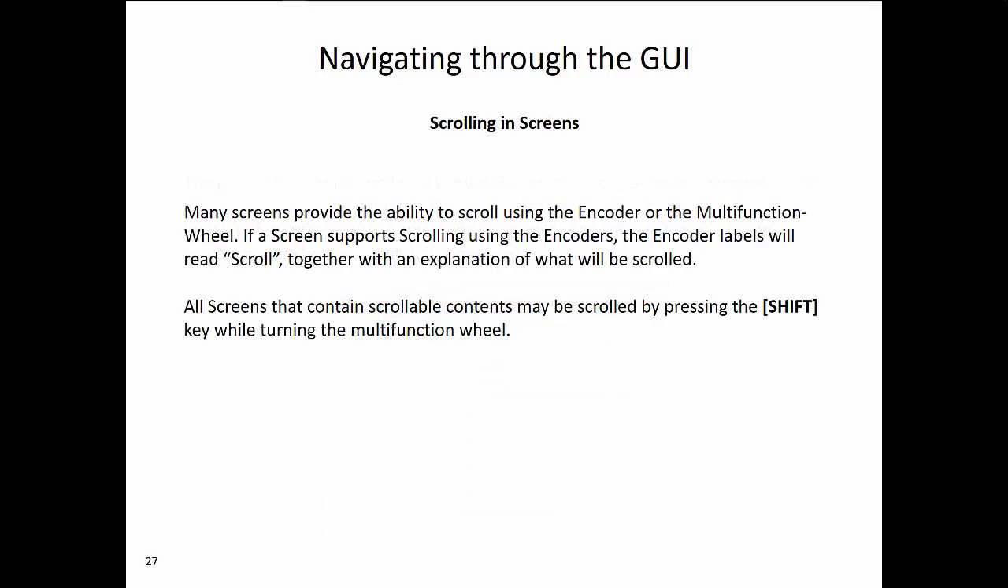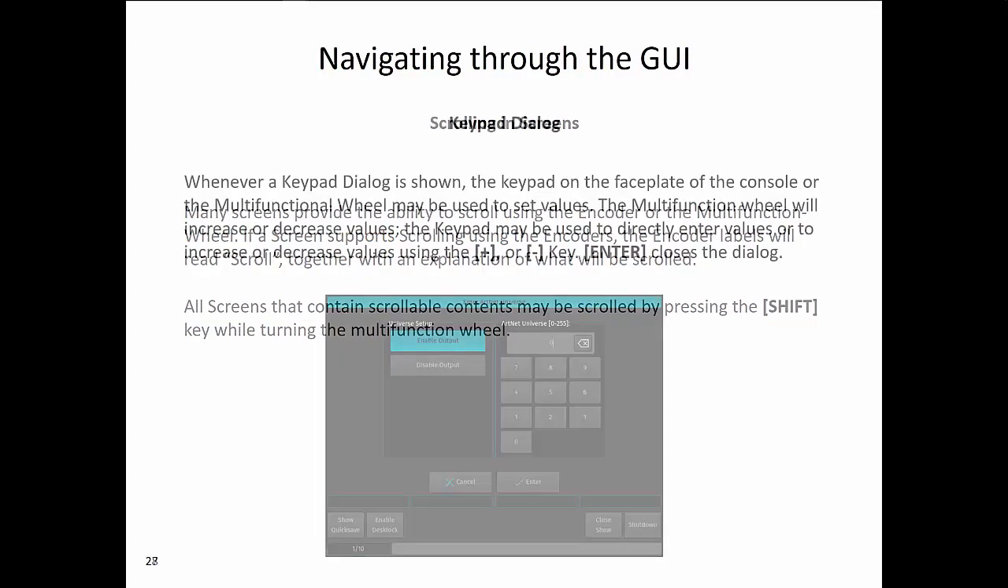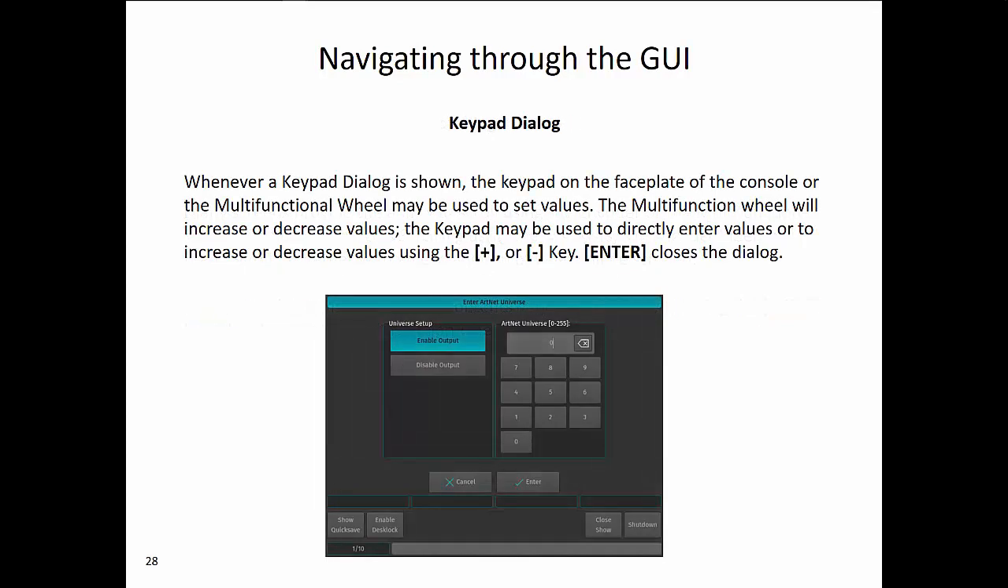Scrolling the screens. Many screens provide the ability to scroll using the encoder or the multifunction wheel. If a screen supports scrolling using the encoders, the encoder labels will read scroll together with an explanation of what will be scrolled. All screens that contain scrollable content may be scrolled by pressing the Shift key while turning the multifunction wheel.